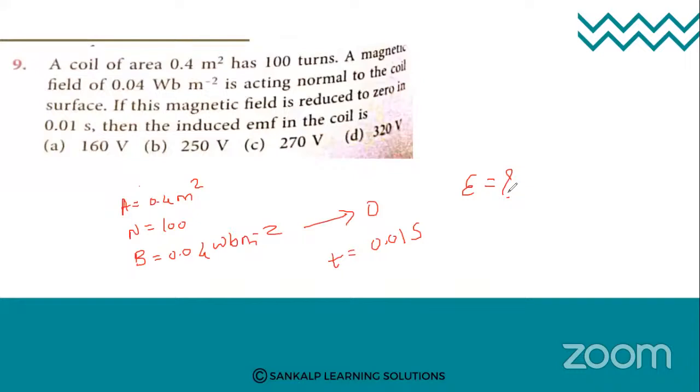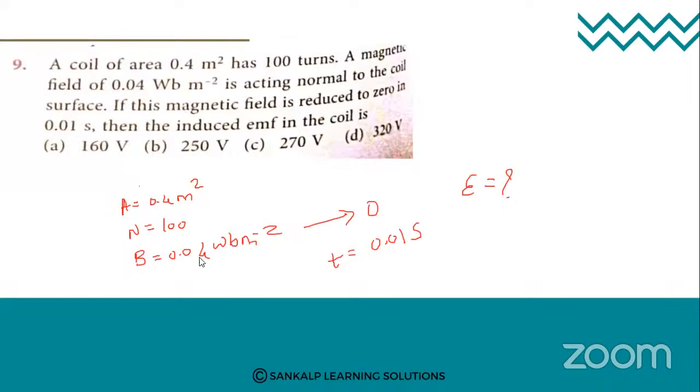Okay. So here you have a coil of area. So what is the coil area? 0.4 meter square. Number of turns is 100. So coil turns is 100. The magnetic field given is 0.04 Weber per meter square.